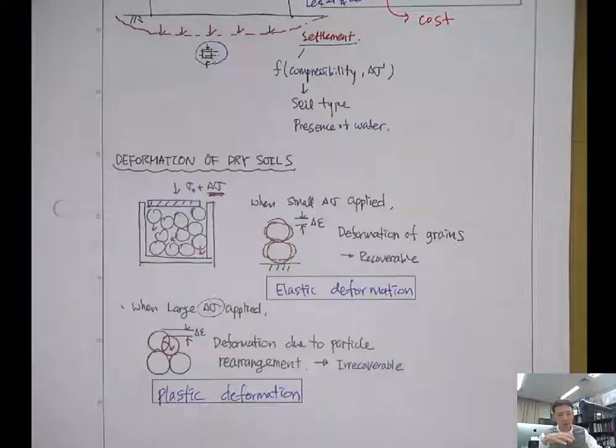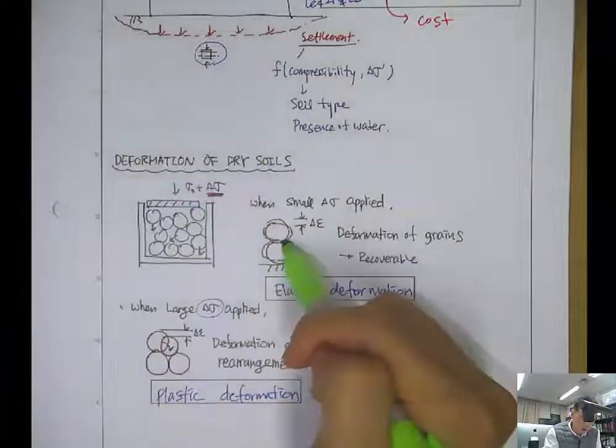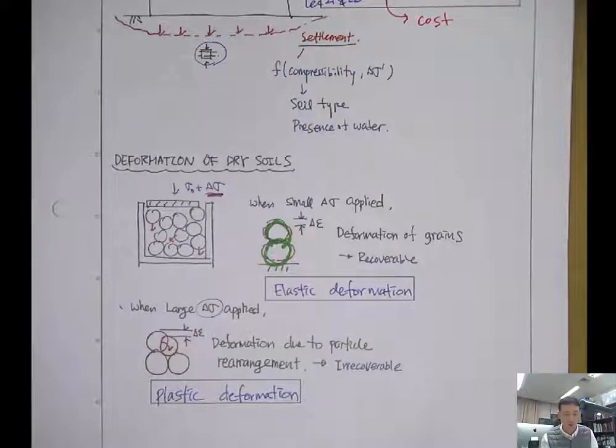So elastic deformation is just as shown in here. It will be a compression at the grain contact, right? And when the load is removed, then it will go back to the original shape. So it's elastic deformation. And if the particle moves actually to a denser state or to some large void, then this particle rearrangement will not be recoverable, so it's called a plastic deformation.